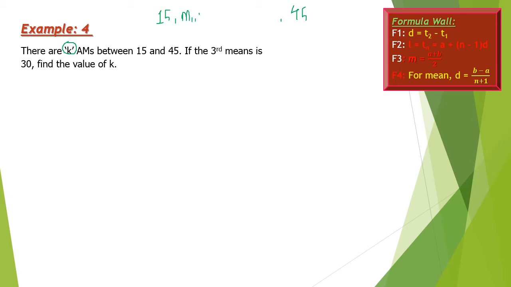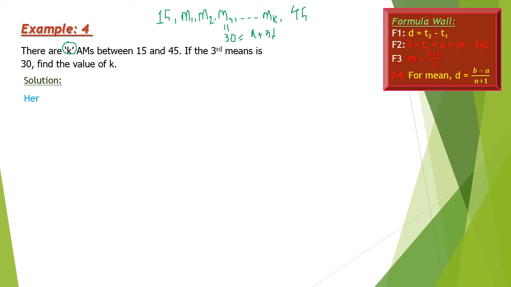First mean m1, second mean m2, and our third mean is given, that is 30, and we know the formula of third mean, that is a plus 3d. We don't know the exact number of means, and it is given like mk. The last mean is mk, so we can say that number of means n is k.